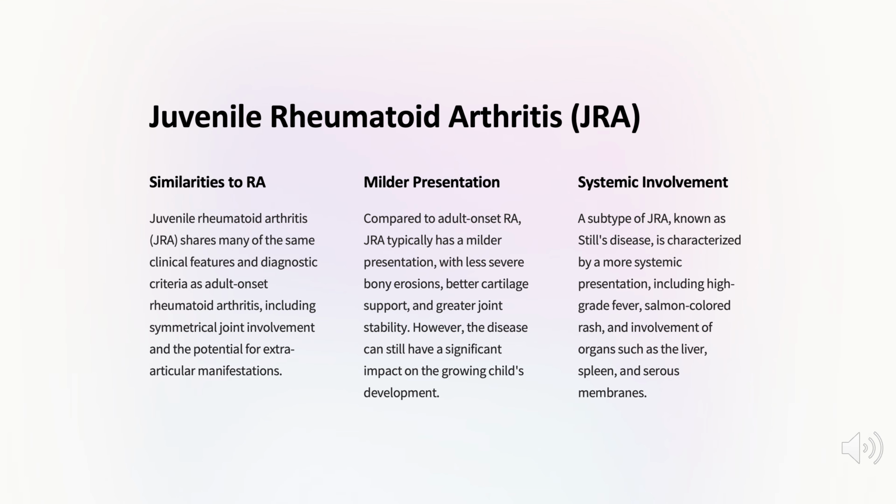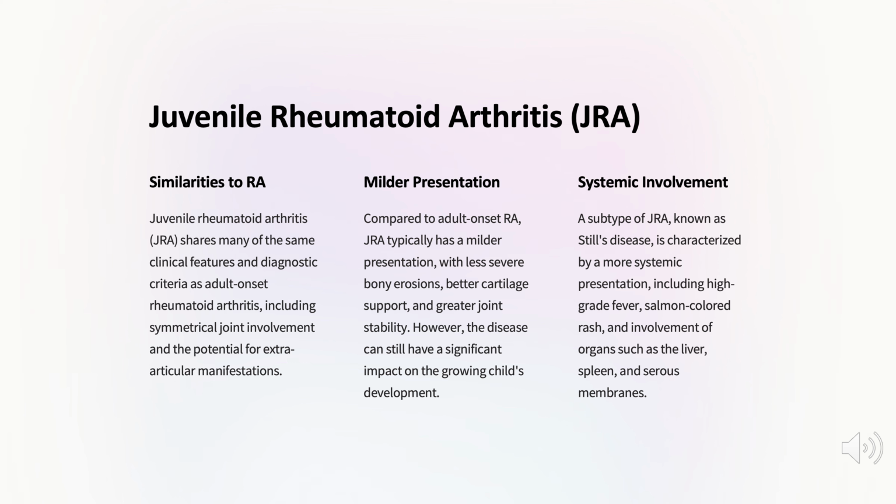Now let's shift our focus to juvenile rheumatoid arthritis, JRA, and explore its unique characteristics. Similarities to RA. Juvenile rheumatoid arthritis shares many clinical features and diagnostic criteria with adult-onset rheumatoid arthritis, such as symmetrical joint involvement and the potential for extra-articular manifestations. This similarity aids in the diagnosis and management of the condition across different age groups.